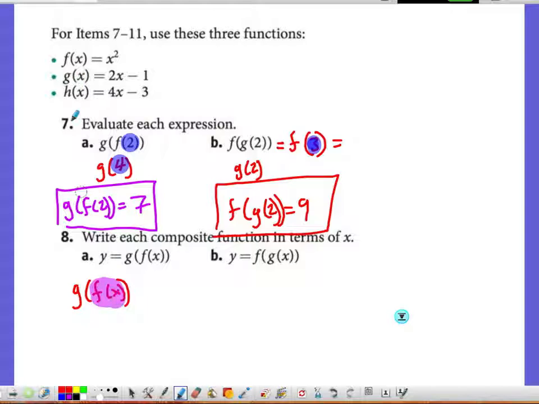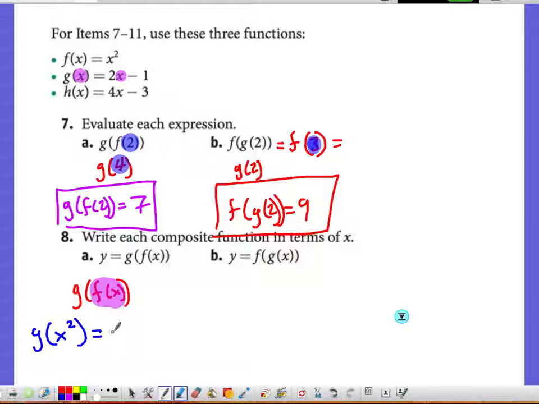Instead of plugging in a number like we did in number 7, I'm going to plug in the whole function f of x. That is exactly what I'm going to do. So the first thing, in order to transition into this easily, what is f of x equal to? F of x is equal to x squared. And so really what we want to do is find g of f of x.